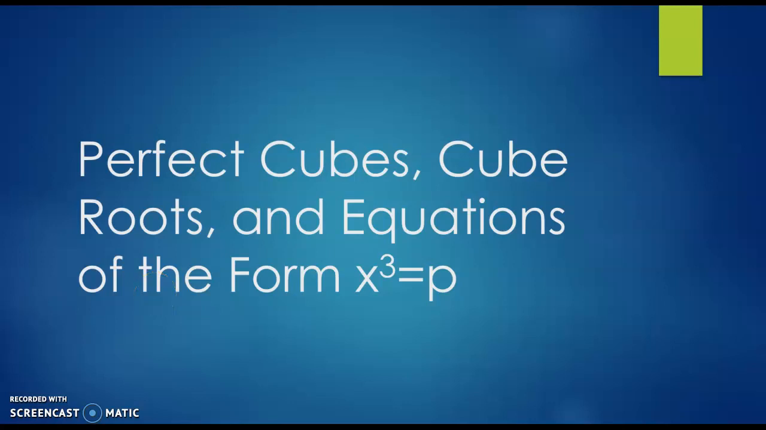All right, moving on to perfect cube roots and equations of the form x cubed equals p. So this one uses a lot of the same skills from the last lesson, except now we're working with cubes and cube roots. And you're going to figure out a pattern real quick.